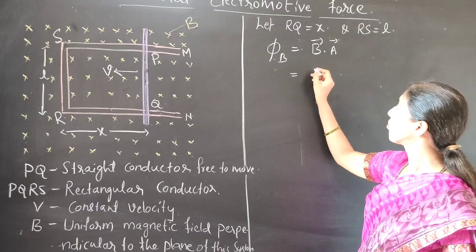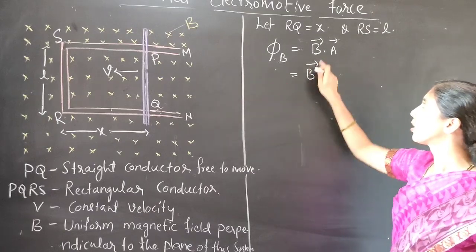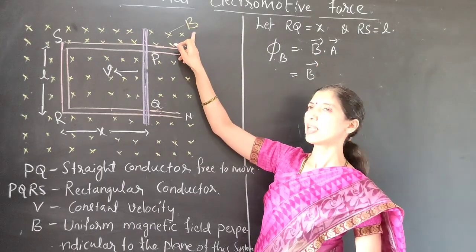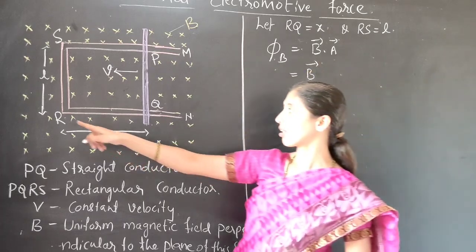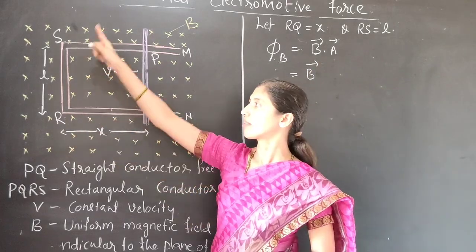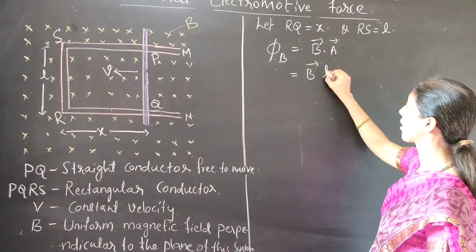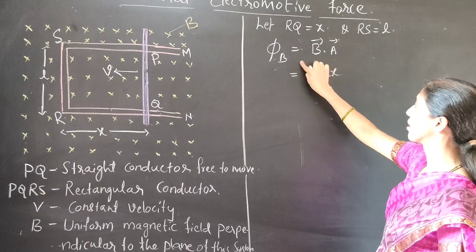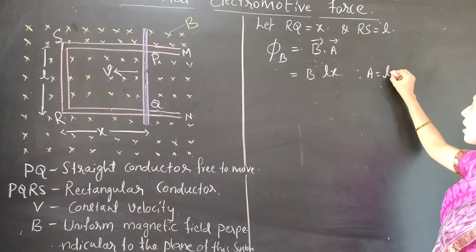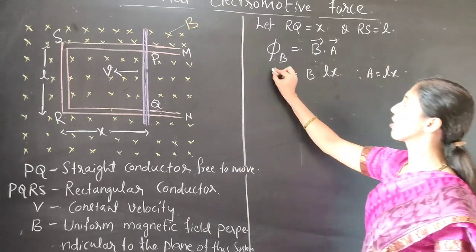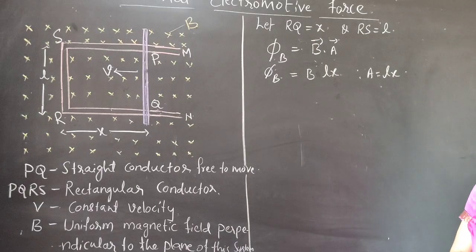Now how does this flux become here? In this diagram, B is the magnetic field only. Now what is the area? Area is length into breadth. Length is here L, breadth is here x. So instead of area, I will write this as Lx. So B into L into x, because A is equal to L into x. Therefore phi B is equal to B into L into x.